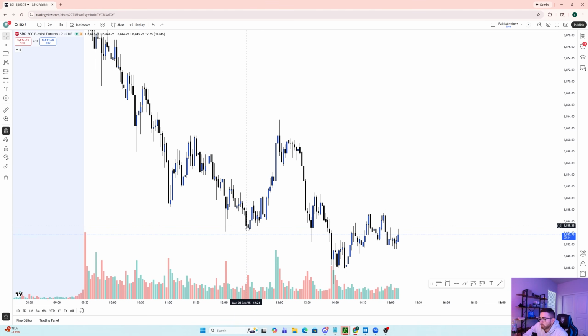Same thing over here. At one point, this was a solid red candle. But by the end of that candle, buyers came in and pushed price back up. We had a decent volume spike, so we can assume that a majority of this volume was from the buyers.